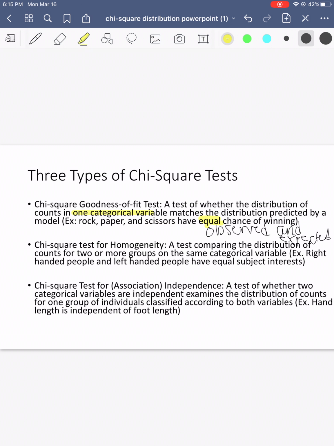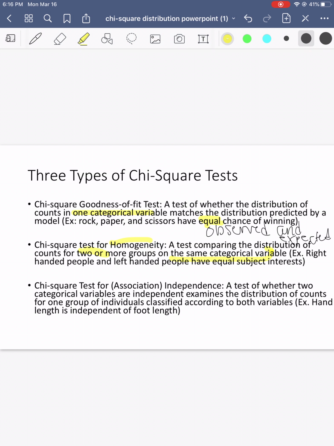The second one, the homogeneity. So we know that the prefix homo means the same. So we're looking for similarity between 2 things. Here we're looking at 2 or more groups in the same category. So if we're looking at right-handed people and left-handed people, do they have the same interest in maybe a particular subject? So I want to see tests for similarity between math majors who are right-handed and left-handed.